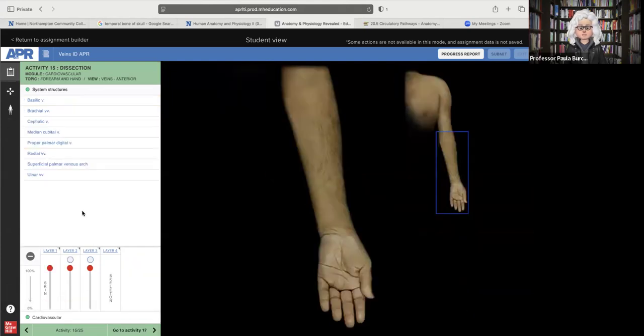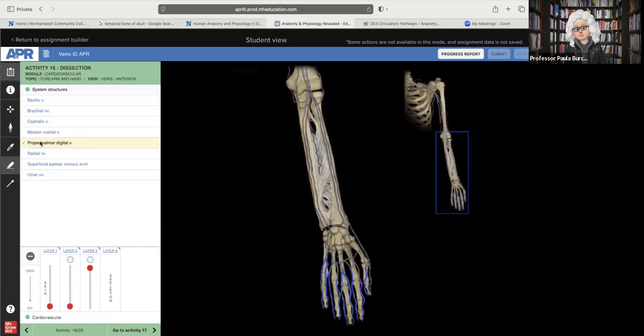Looking at the same thing here. So we're going to start with the digital vein. So remember your proper palmar digital vein. Those are in your digits, so you can see there. Then we're going to have the superficial palmar venous arch there, and then we're going to have a radial. Remember, the radial vein is going to be thumb side, and the ulnar on the other side. And those are going to drain into the brachial. These are deeper than the cephalic and the basilic.